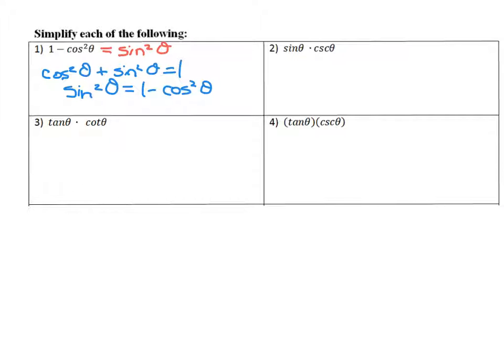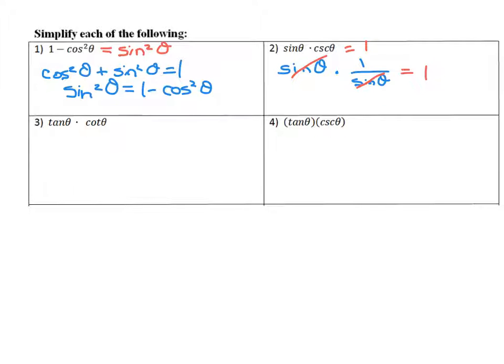In number 2, I've got sine times cosecant. Whenever I see one of the basic trig functions like sine or cosine, I leave it as is. But then I'm going to replace the cosecant with what that's equal to as a reciprocal. So cosecant is 1 divided by sine of theta. Do you notice that we can cross cancel sine of theta with sine of theta? So therefore, this is all equal to 1. So anytime I'm multiplying a function by its reciprocal, the answer is going to be 1.